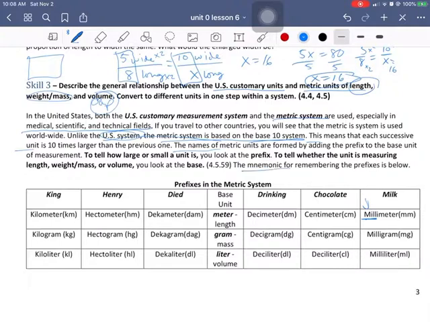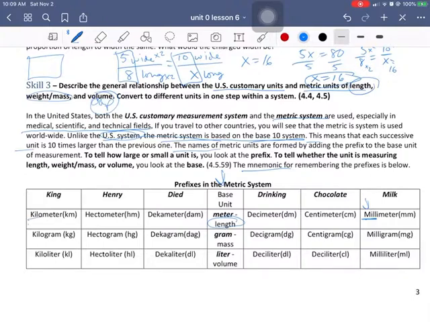So there's a mnemonic for remembering the prefixes. You don't have to. I promise not to ask you. It's just something people start to use. If you're in nursing, you may have to memorize this. But for this class, you don't. So the base unit, meter, is a measure in the metric system for length.